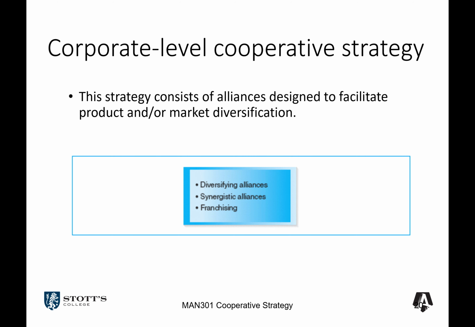So, corporate level cooperative strategy consists of alliances that facilitate product and market diversification that impact on the whole corporation. So there are 3 types of corporate level cooperative strategies: diversifying alliances, synergistic alliances, and franchising.